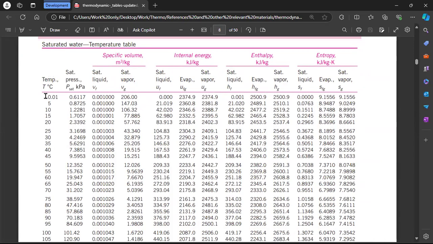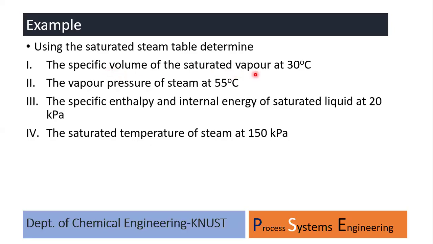So notice there's temperature here, right? So this is 30 degrees Celsius. So for the specific volume, we have that of the vapor, and then we have that of the liquid. So we can read the specific volume and then take notes of the units, please. Please take notes of the units, right? So we can just read that one, and then we are done with it. So the specific volume of the saturated vapor, we read the one for the vapor.